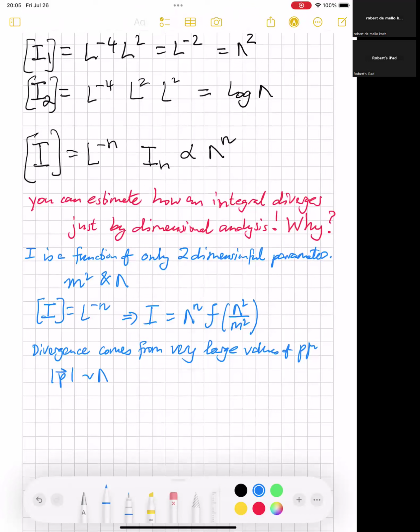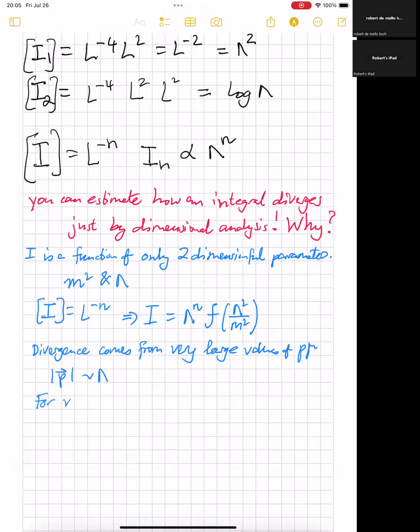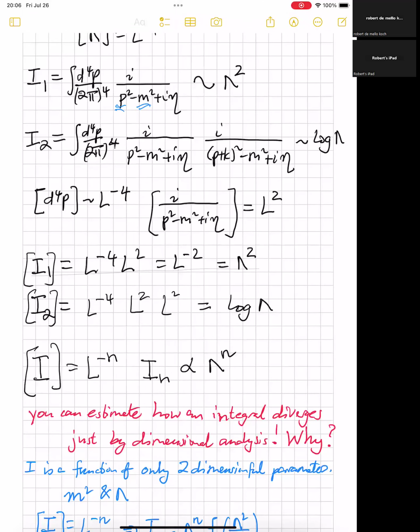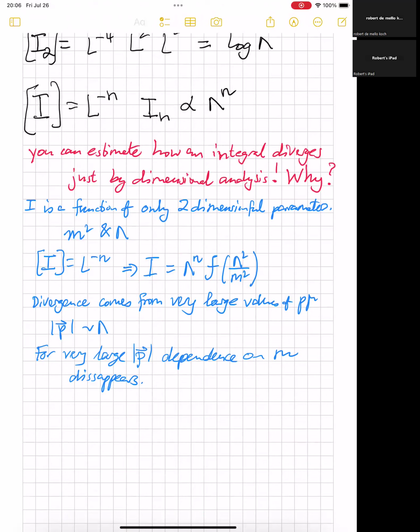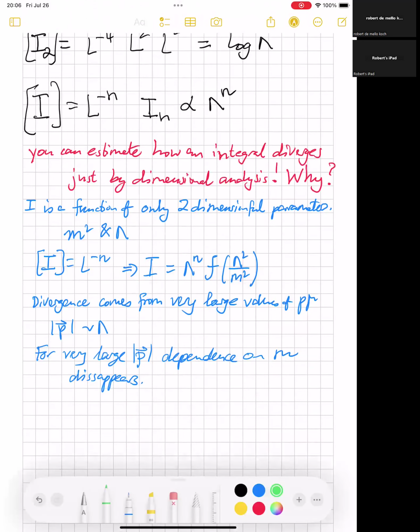So for very large p, the dependence on m disappears. If you're at such massive energies, close to infinity, then you can just neglect the mass. This p squared minus m squared, well, the m squared, you can just forget about it. It doesn't even count. So in this limit, there is no dependence on m squared. So this extra function over here that may have been possible is no longer possible, and then I depends only on lambda.